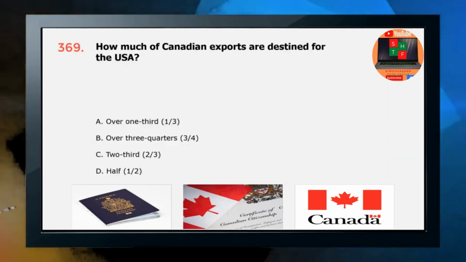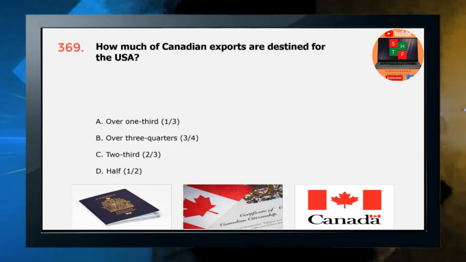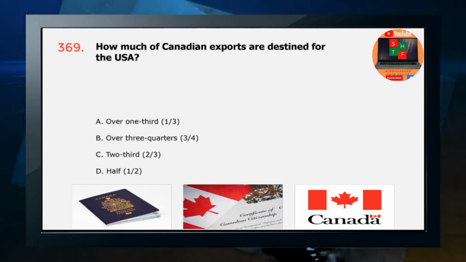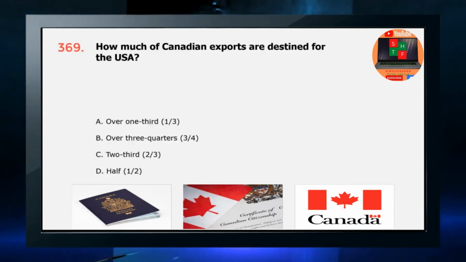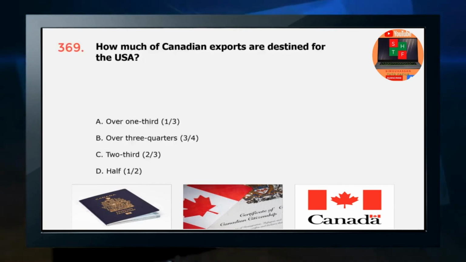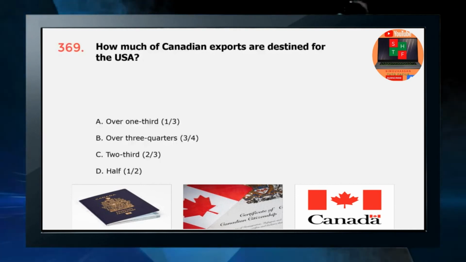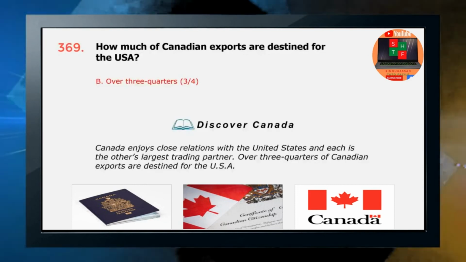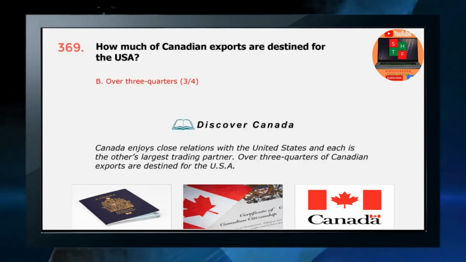Question 369. How much of Canadian exports are destined for the USA? A. Over 1/3. B. Over 3/4. C. 2/3. D. Half. The answer is B. Over 3/4.